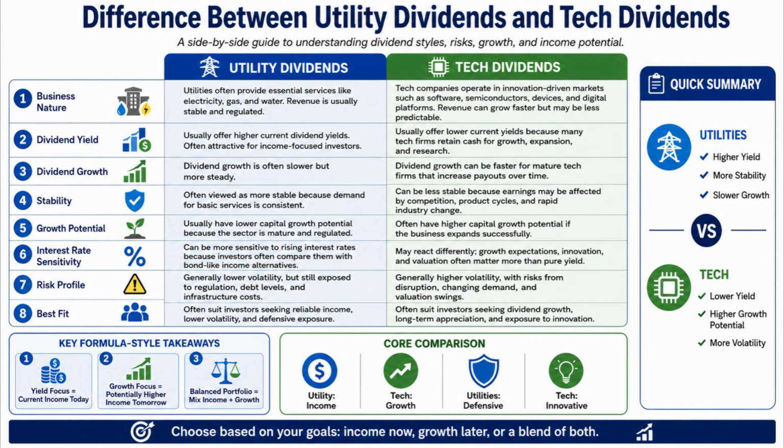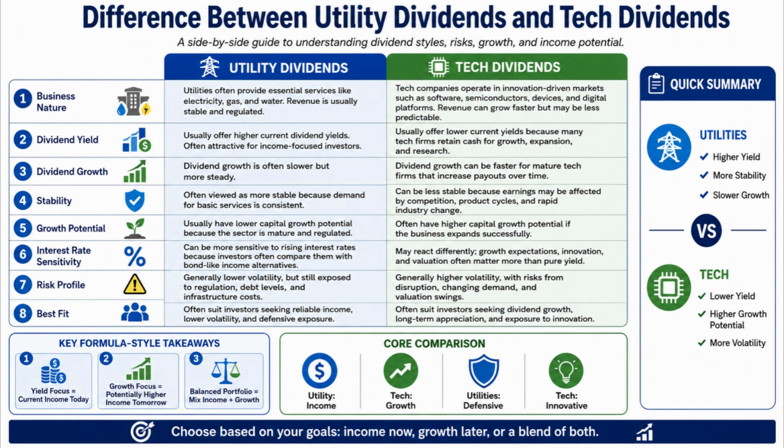At the same time, utility stability should not be treated as a guarantee. Utility companies may face regulatory decisions, infrastructure costs, environmental requirements, natural disasters, and high debt levels. These factors can place pressure on profits and dividend sustainability.